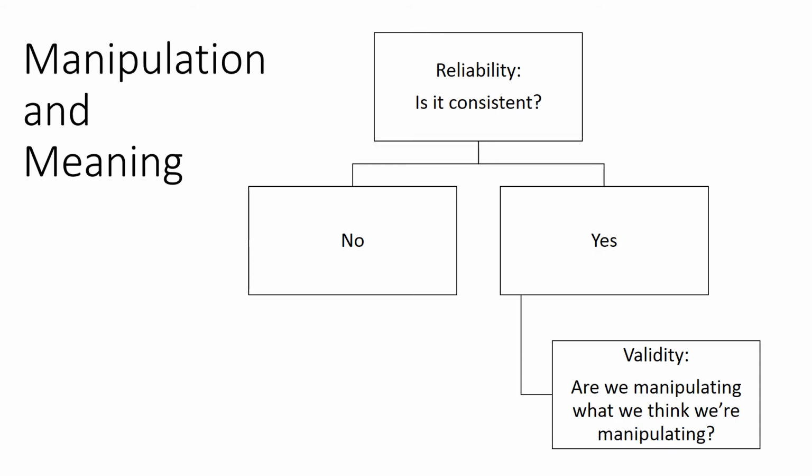We frequently talk about reliability and validity in the context of measurement, but the ideas apply to manipulation as well. When we ask about reliability, we will ask about whether the manipulation was designed in a way that would allow for consistency across participants. When we ask about validity, we'll ask if the researchers are creating conditions or contexts that represent their variables.